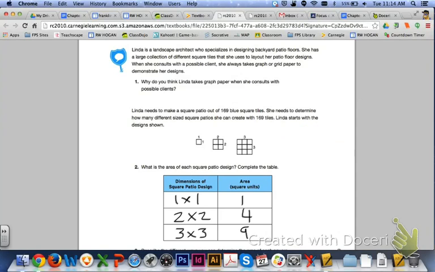If we take a look at the table in number 2, the dimensions for the first square are 1 by 1, which is going to give me 1 square unit. The second square patio design is 2 by 2, so I'm going to have 4 square units, and the third square patio design is 3 by 3, which is going to give me 9 square units.